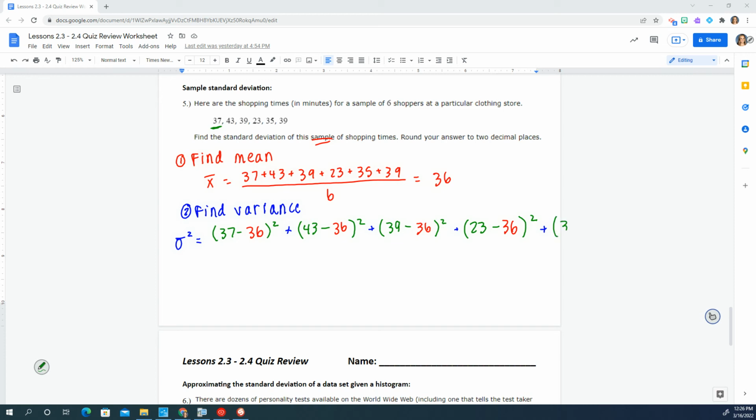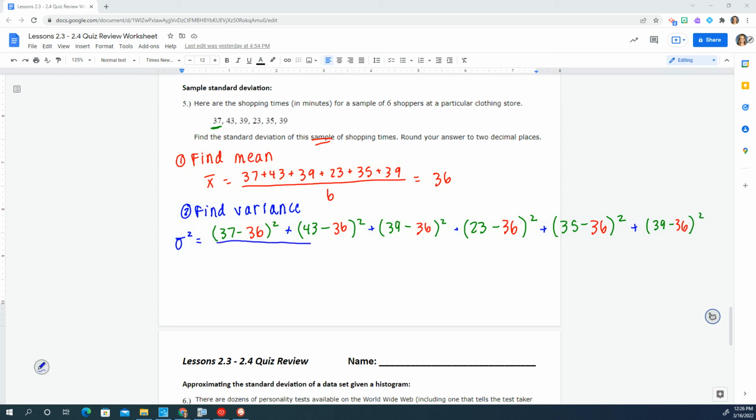All right. 35 minus. Last one is 39. Anybody add those numerators together yet? What'd you get? 238. Yep, that's what I got too.